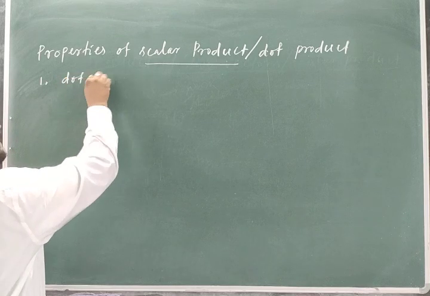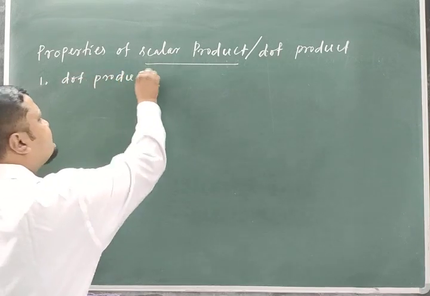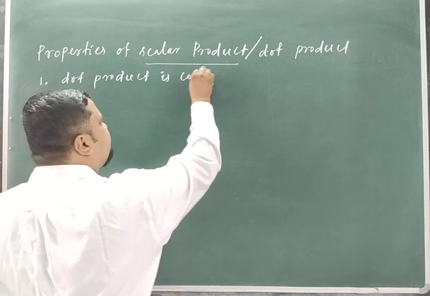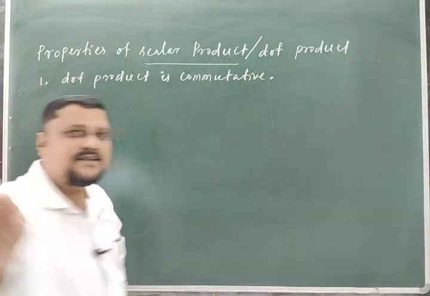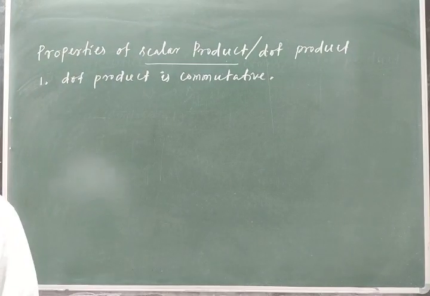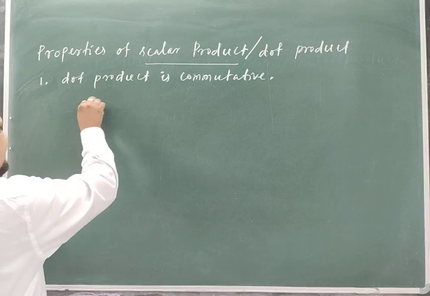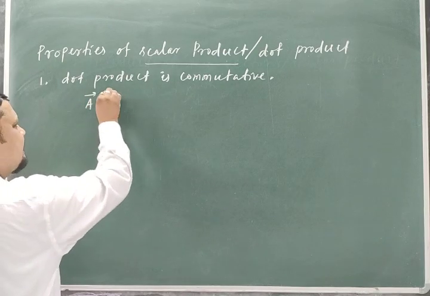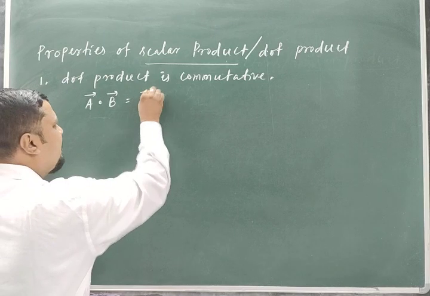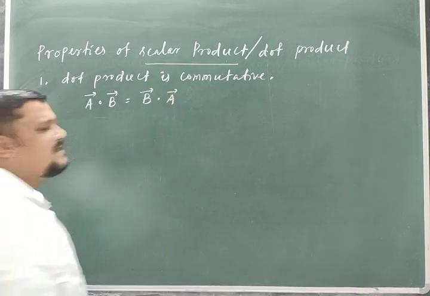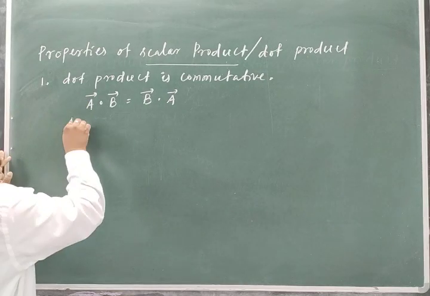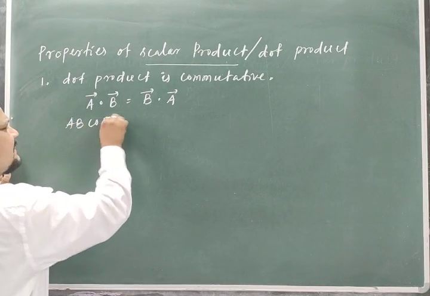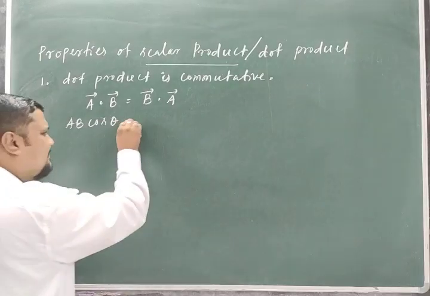Let me write this: the dot product is commutative. Vector addition is commutative too. What does commutative mean? By definition, A dot B is equal to B dot A. Both are the same thing. Why? Because A dot B is AB cos theta, if the angle between them is theta. This is equal to B dot A.